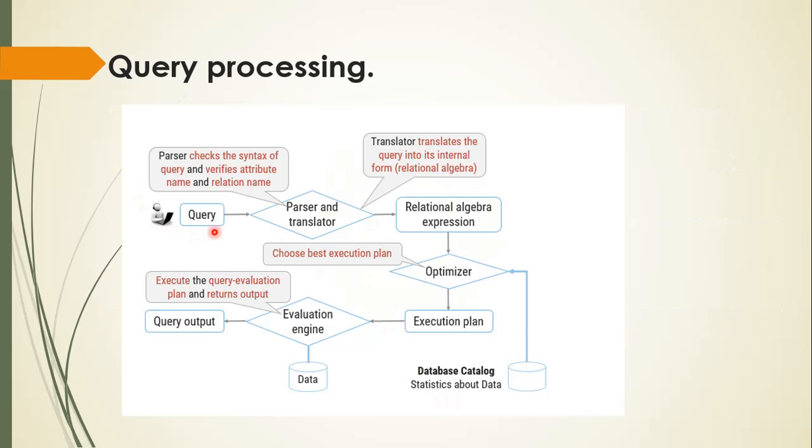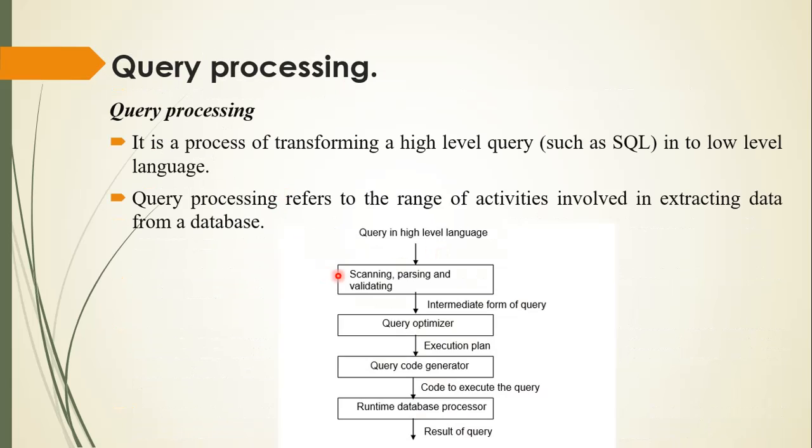So see here, we have a query. First we have a parser and translator. The parser checks the syntax of the query and verifies the attribute names and relation names, which I have explained over here in parsing.